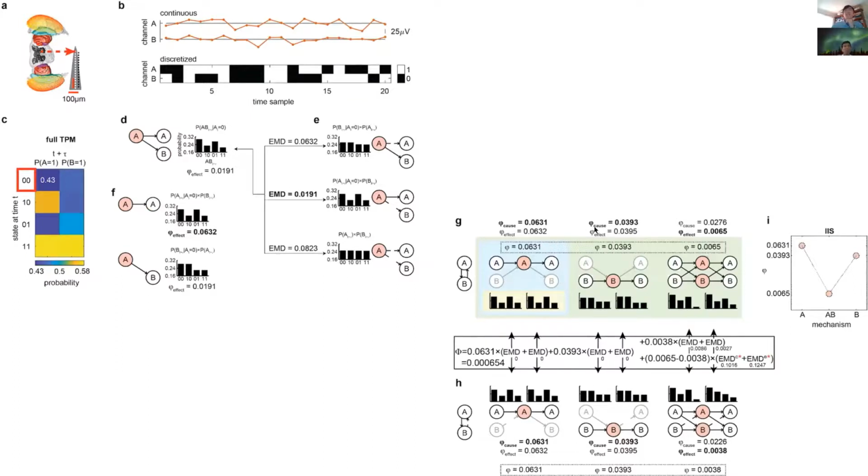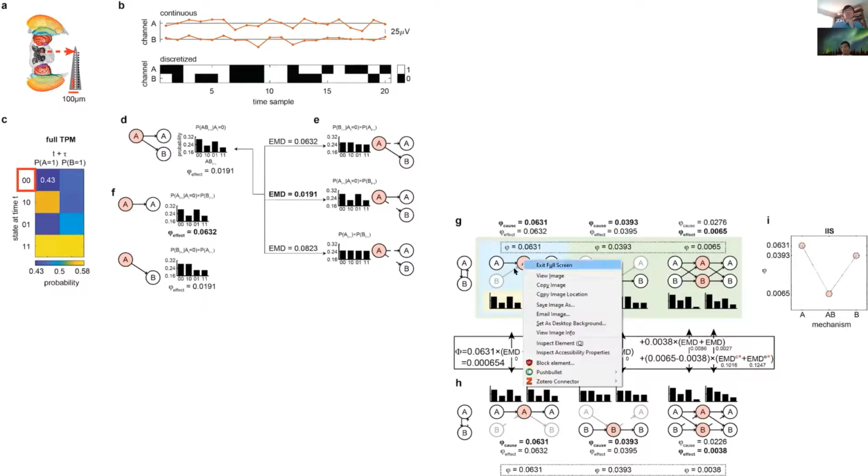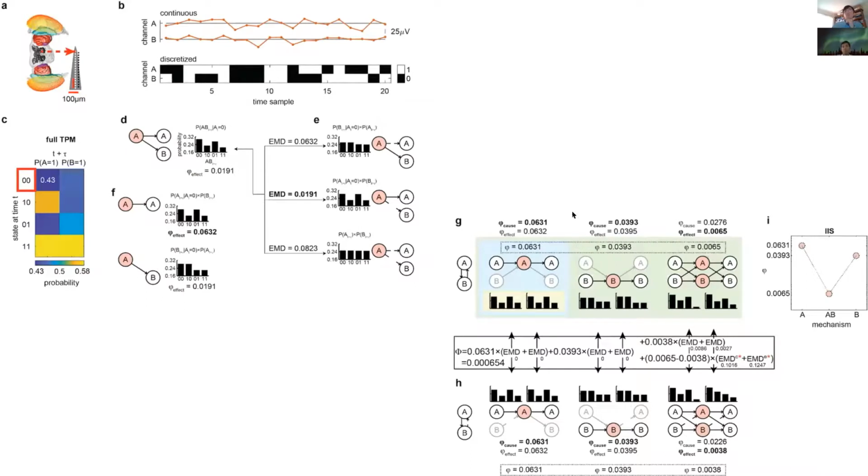And then if we go here to G, you have your cause and effect for your mechanism A, for whatever purview, which in this case happens to be A and A in the past as well. And you repeat for all the possible mechanisms. So you have A here, you have B here, and you have AB, and they all have their integrated information values. And they all have their cause and effect repertoires.